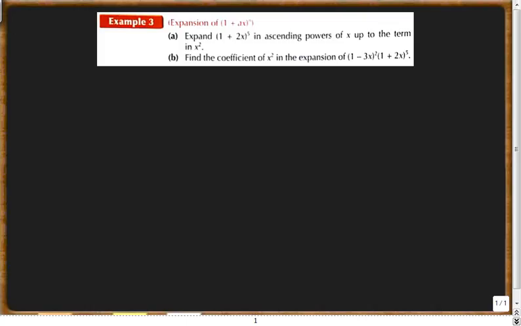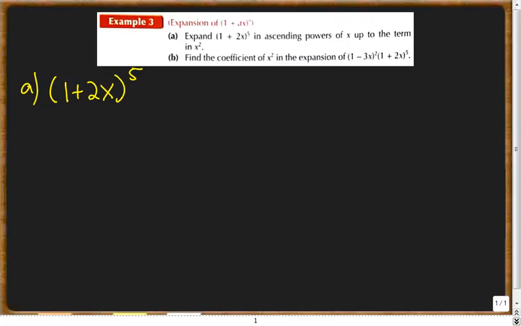Example 3 asks us to expand certain types of problems. It's in the form 1 plus ax to the n, and we expand that. So it says expand 1 plus 2x to the fifth, in ascending powers of x up to the term in x squared.